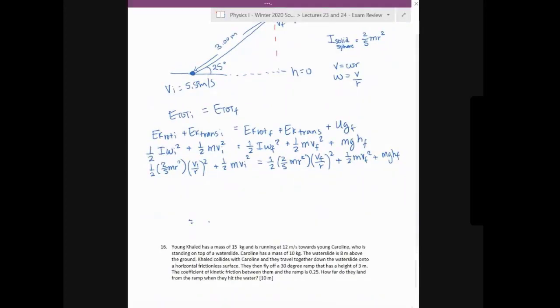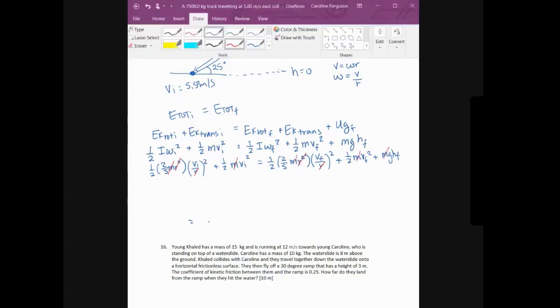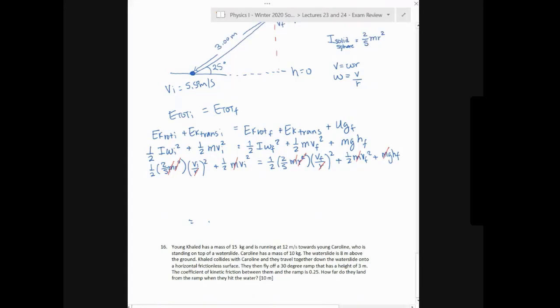Now we can go ahead and start canceling things. There's some R's that could get canceled out, so I'm going to go ahead and do that. So I have R squared here, and I have R that's being squared also here, so those cancel out. Same with these R squareds, they cancel out. And then I have lots of masses that could cancel. I have a mass, mass, and mass, and mass. As long as there's mass in every single term, you can cancel them all out.